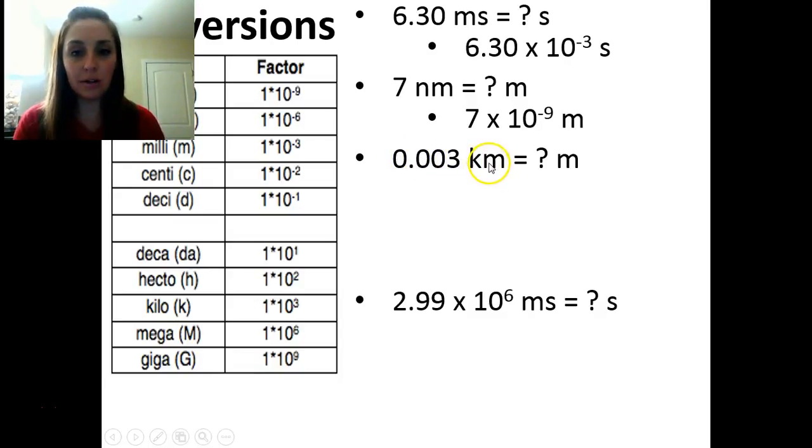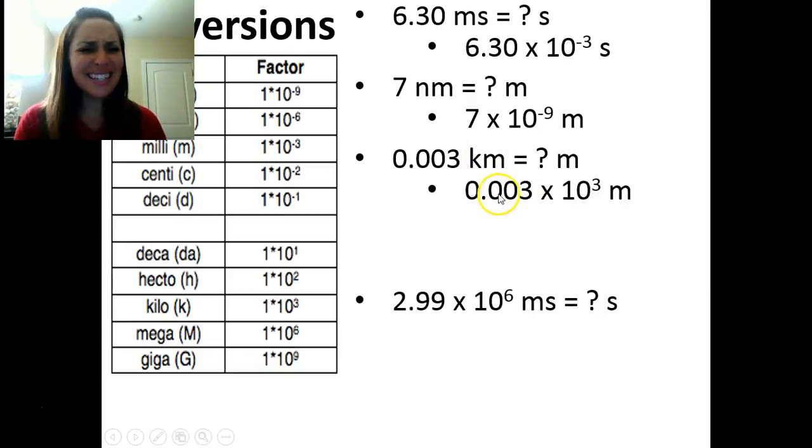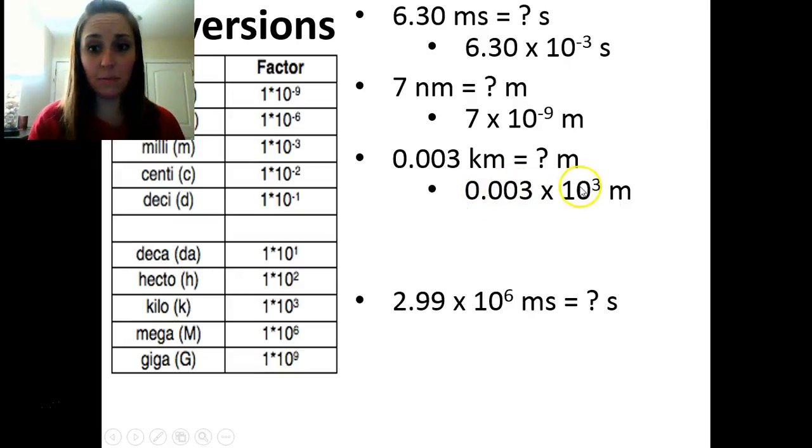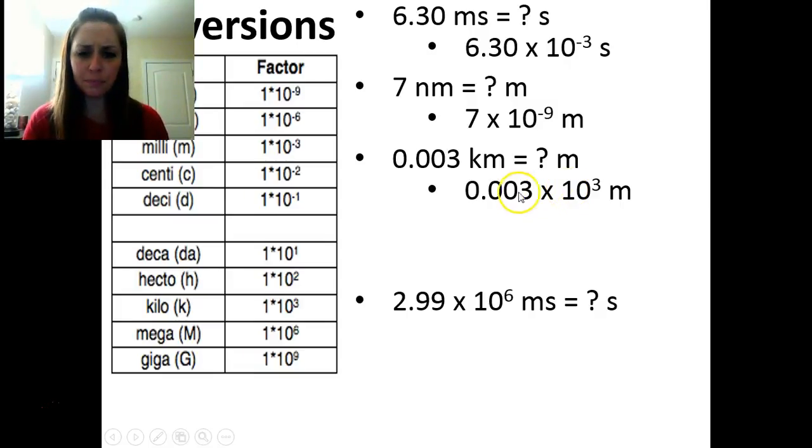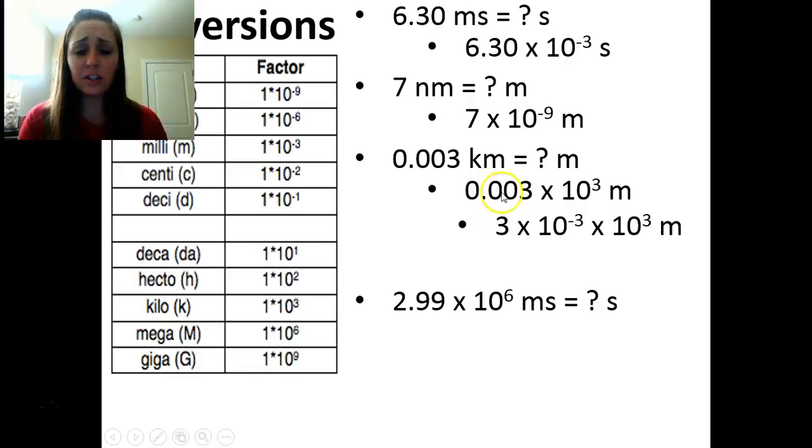0.003 kilometers. So you had to replace the kilo with 10 to the third. But this isn't a really good measurement here since you do not have a good coefficient to match with your base 10, and we'll go over proper scientific notation in the next video. But just a little heads up, this isn't good. It's got to be greater than 1, and this is much less than 1. So 3 times 10 to the negative third is a better way to write 0.003.